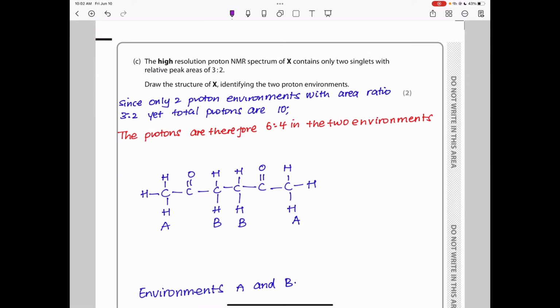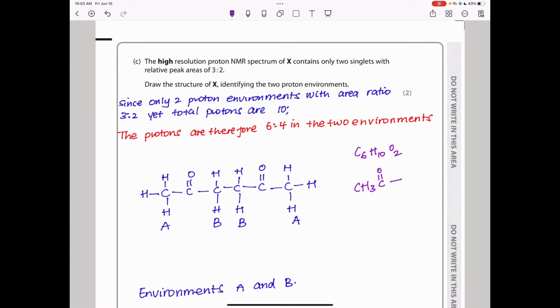The high resolution proton NMR spectrum of X contains only 2 singlets. So we know it has 6 carbons. The hydrogens were actually 10. Let me see, 6 carbons, 10 hydrogens, and then 2 oxygens. We know it has a CH3, it has a CO, and somewhere here.